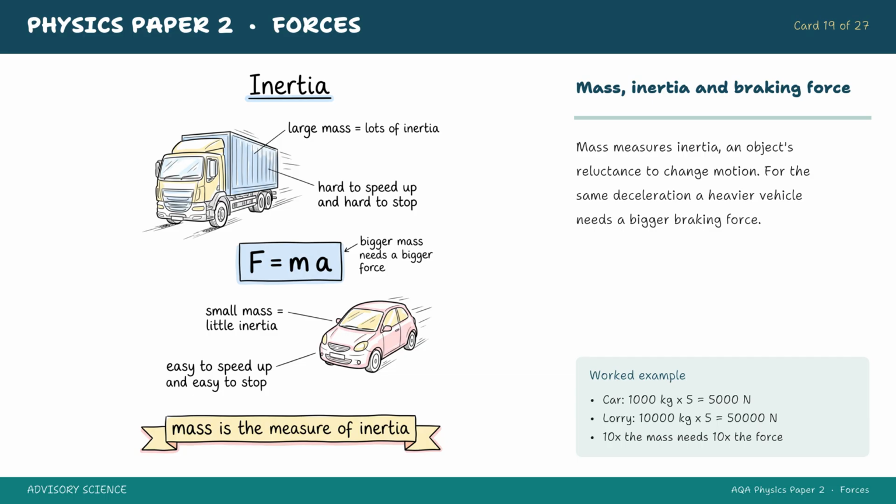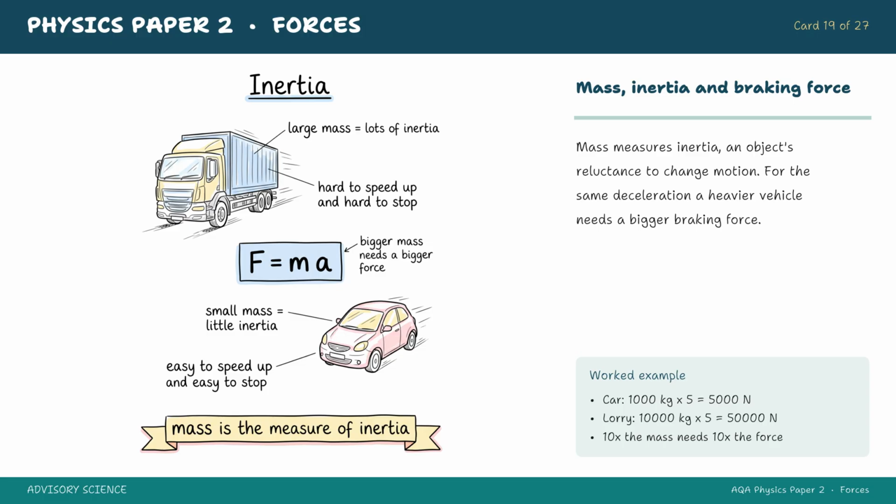Look at the formula. Force equals mass times acceleration, F equals ma. For a small 1,000 kilogram car, you multiply 1,000 by 5. The car needs 5,000 newtons of braking force to stop. But a heavy lorry has a mass of 10,000 kilograms. You multiply 10,000 by 5, the lorry needs 50,000 newtons of force.